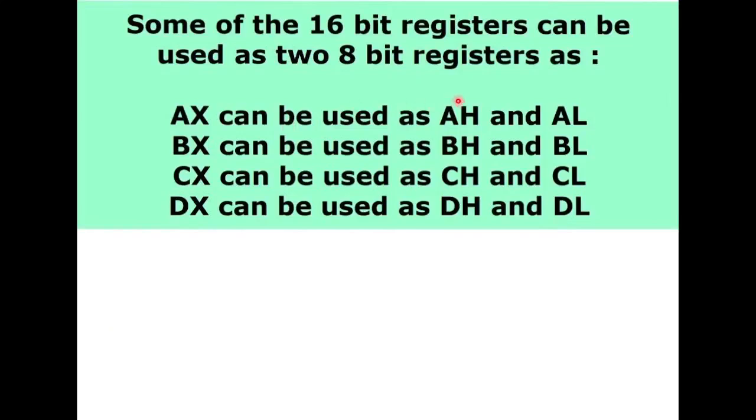So we discussed all these four general purpose registers. AX can be used as AH and AL. BX can be used as BH and BL. CX can be used as CH and CL. Similarly, DX can also be used as DH and DL. So if I use X, then it is 16-bit. If I use H, it means it holds the higher byte. If I use L, then it holds the lower byte. And these AH and AL are 8-bit registers. So all 16-bit general purpose registers can be represented with these two 8-bit registers.